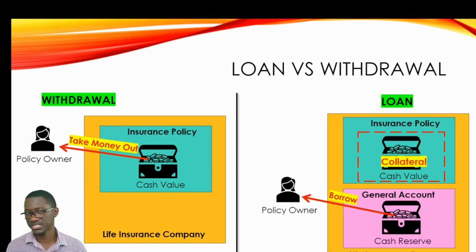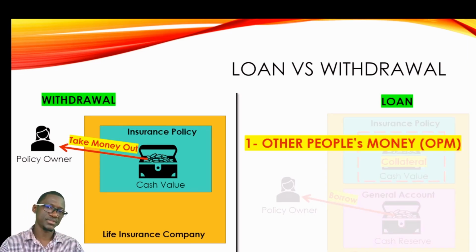You get to access the cash, do whatever you want with it. The insurance company knows that either you pay back the loan, you pay interest, or if you don't pay it, the day you pass away, they get their money back by subtracting the outstanding loan from the death benefit. Or if you cancel the policy, you surrender the policy, they still return to you the cash value minus the outstanding loans. This introduced a few important concepts.